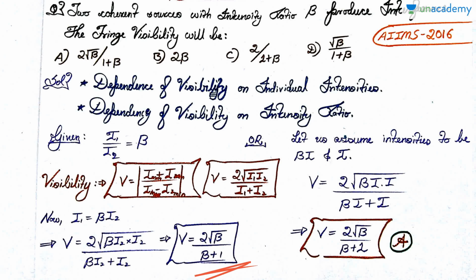Or you can also solve it in another way, that is, you can assume the intensities to be in the ratio beta I and I, that will also satisfy the intensity ratio of beta. And then you again use this formula, this is more important. You substitute the individual values of I1 and I2 and you'll again get visibility as 2 root beta upon beta plus 1. Now many of you probably didn't know how to solve this question because you didn't know what visibility is. Always remember these two formulas. In future, this formula can also be used for calculation of visibility.